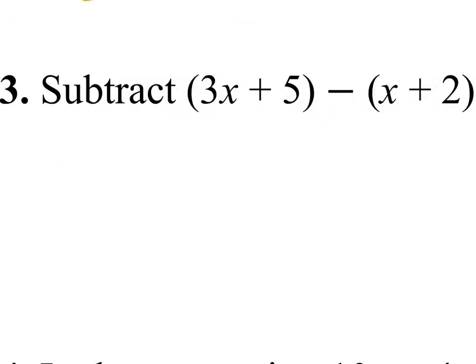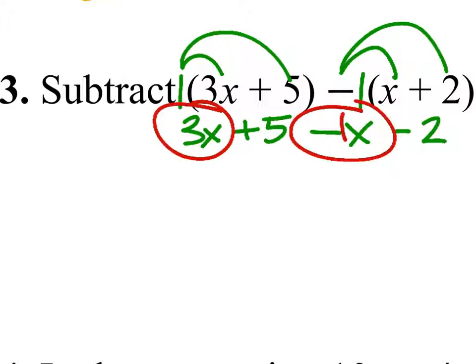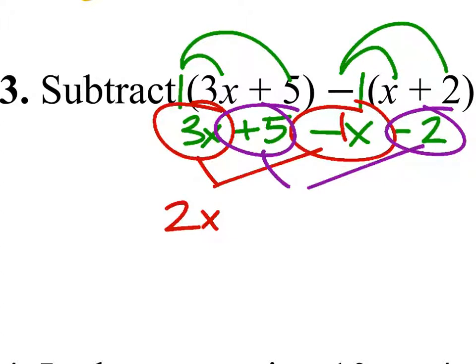All right. On this problem, same idea. We'll distribute a 1, and then this would be distributing a negative 1. So 1 times 3x is 3x, and 1 times 5 is plus 5. Now again, we're distributing this as a negative 1, so negative 1 times x is a negative x. Negative 1 times 2 is a negative 2. Now I just need to combine like terms. 3x with that negative 1x combines to be 2x. And then 5 minus 2 is 3, which is positive. Bam, answer.